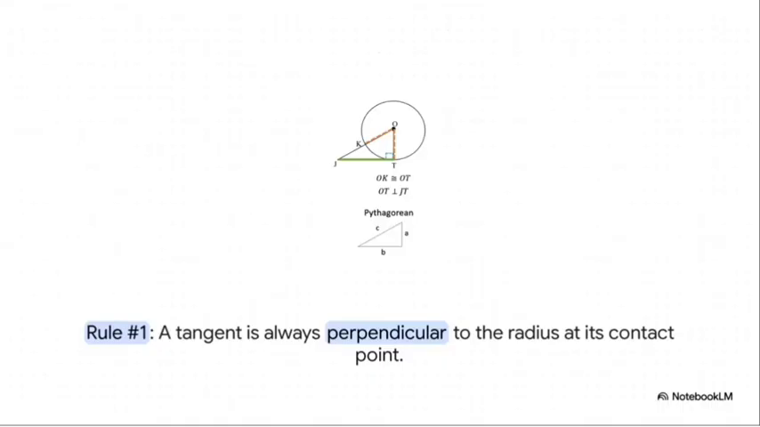Now, tangents follow two really cool rules. Here's the first one, and it's a biggie. A tangent line and the radius that meets it right at that point of contact will always form a perfect 90-degree angle. Every single time. This is awesome because it creates a right triangle, which is a massive clue for solving all sorts of problems, usually with our old friend, the Pythagorean theorem.